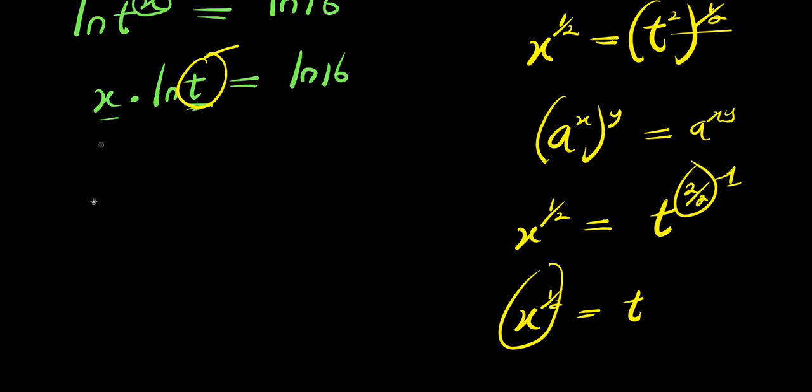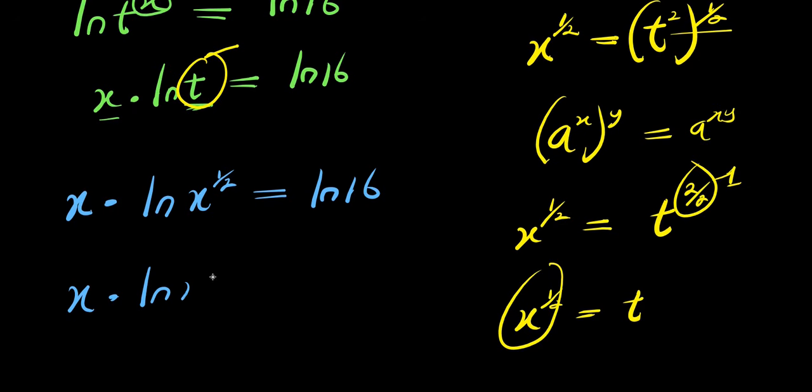So this whole equation, I'm going to have x times natural log of x power 1 over 2 equals natural log of 16, right? Natural log of 16 is simply 4 to the power of 2. And just like what we said earlier on, if you have natural log of a power b, you have b times natural log of a. So the 2 will come behind this. I will have 2 times natural log of 4.